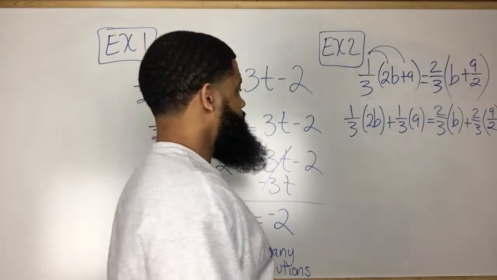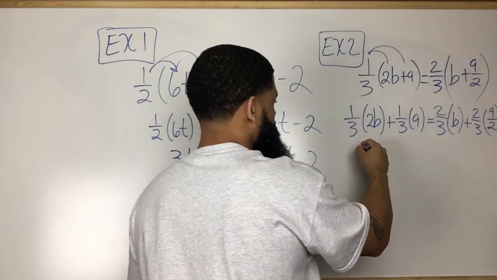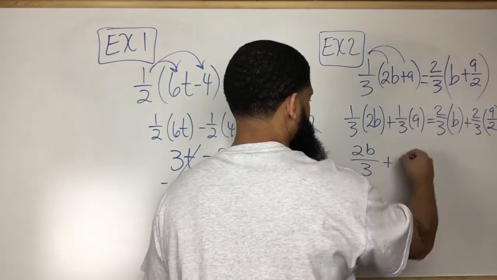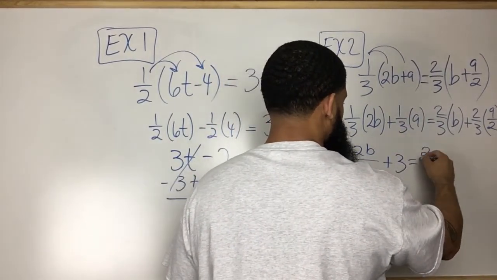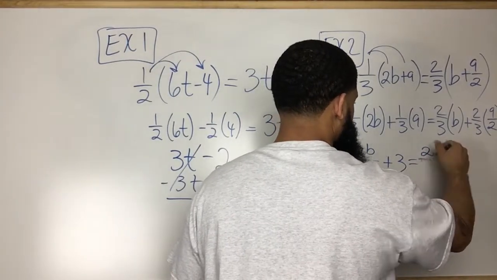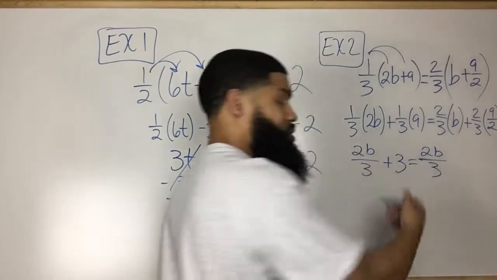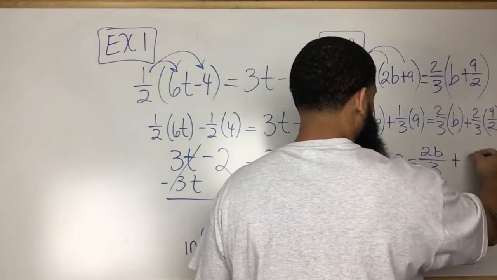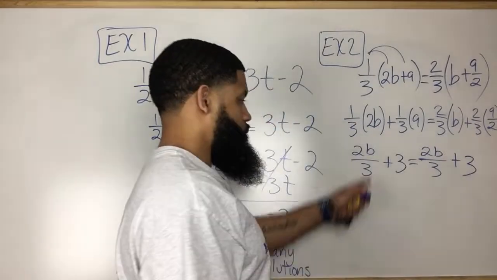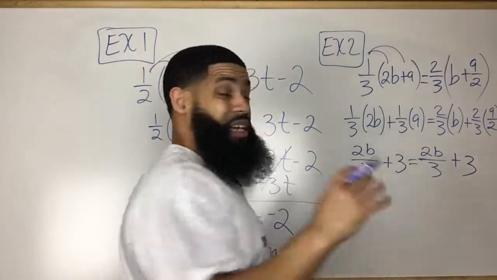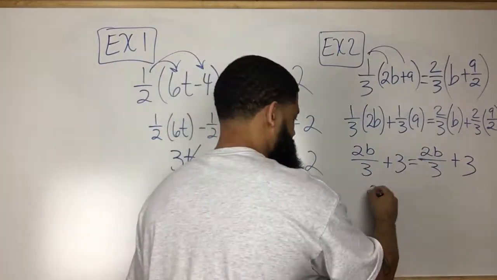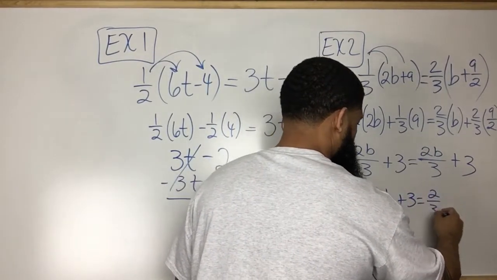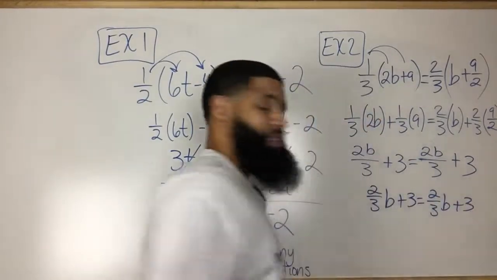Now, this will give us 2b over 3 plus 1/3 of 9, which is 3, is equal to 2b over 3. We could also say 2/3 b. That's the same thing. Plus, we get 3. So notice 2b over 3. Here's another version of that. You could simply say 2/3 b plus 3 is equal to 2/3 b plus 3. It's the same exact thing.